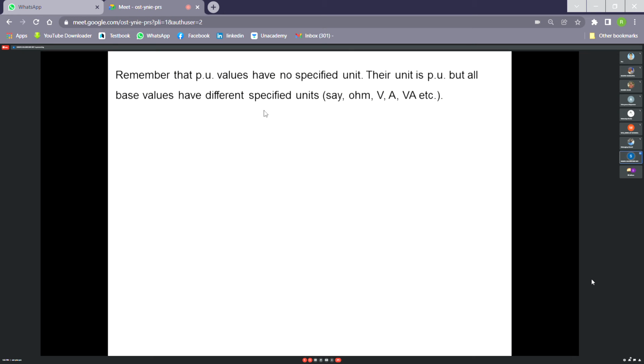Generally per unit has no unit, because for every quantity we are calculating per unit values. So we generally do not write per unit voltage, per unit current, per unit impedance, but we write only per unit. Impedance is 0.2 per unit. That means impedance is some ohm by some ohm, right? In that way.